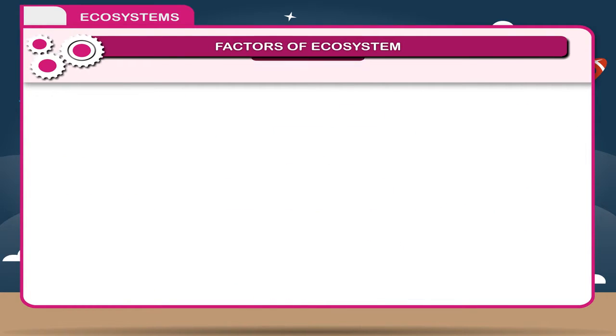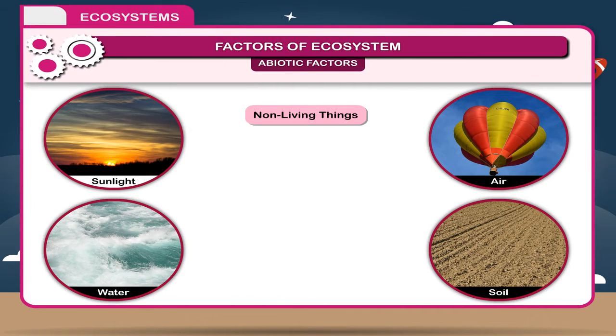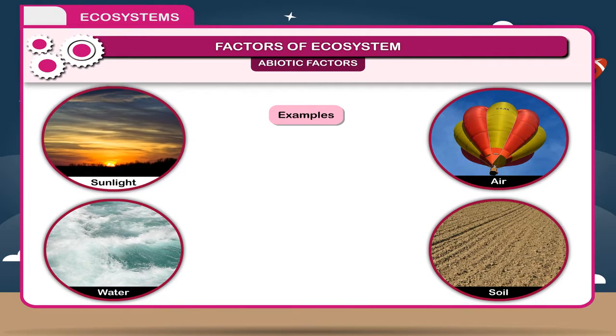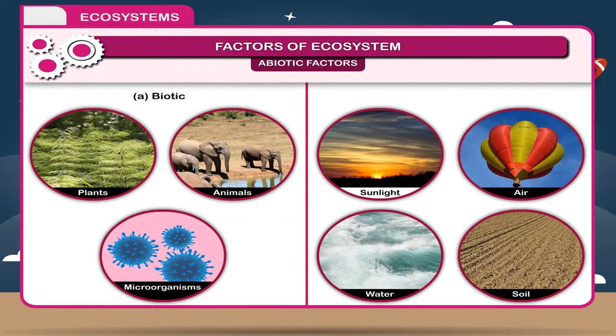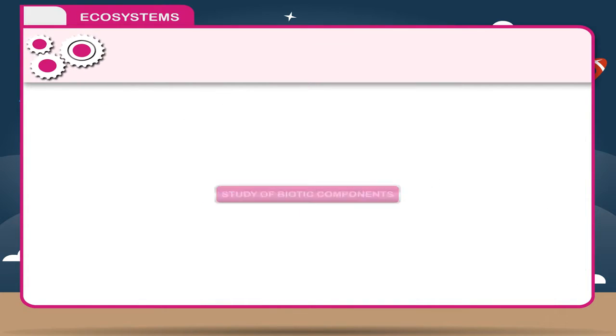Abiotic factors. The non-living things are known as abiotic components or non-living components of the ecosystem. Examples: sunlight, air, water, soil, etc. The biotic and abiotic components of an ecosystem all work together in a balanced system.